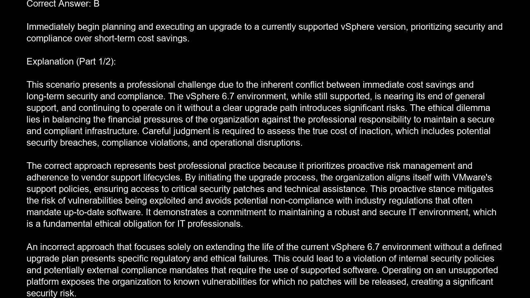This proactive stance mitigates the risk of vulnerabilities being exploited and avoids potential noncompliance with industry regulations that often mandate up-to-date software. It demonstrates a commitment to maintaining a robust and secure IT environment, which is a fundamental ethical obligation for IT professionals. An incorrect approach that focuses solely on extending the life of the current vSphere 6.7 environment without a defined upgrade plan presents specific regulatory and ethical failures.